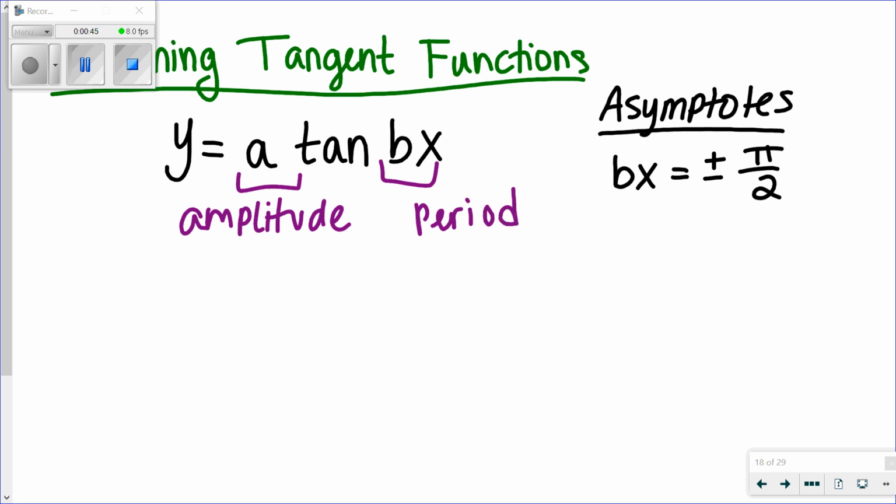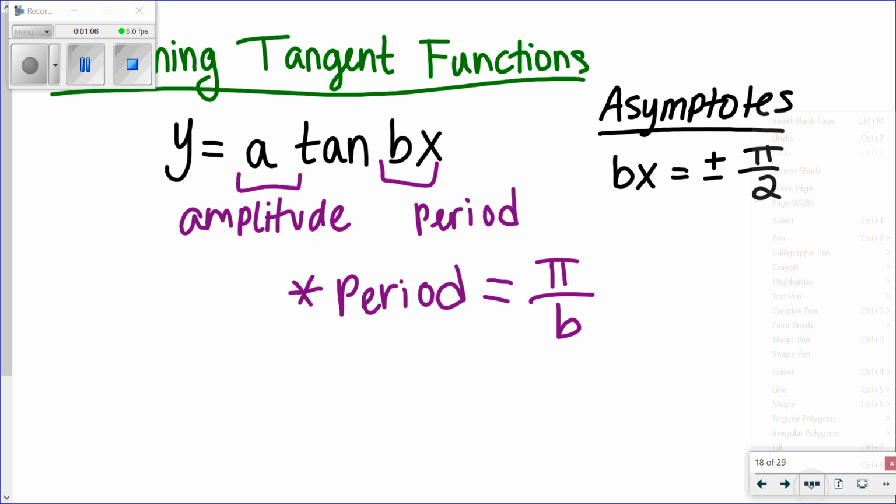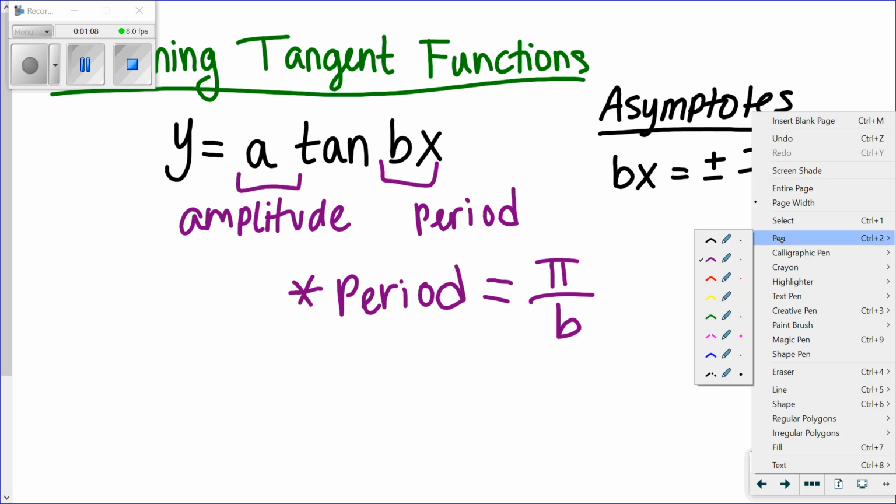Now, something really important to write down here is the way we calculate the period for a tangent function. When we calculated the period for sine and cosine, it was 2 pi over b. For tangent functions, the period is pi over b. So that's going to be very important for you to remember and to write down.